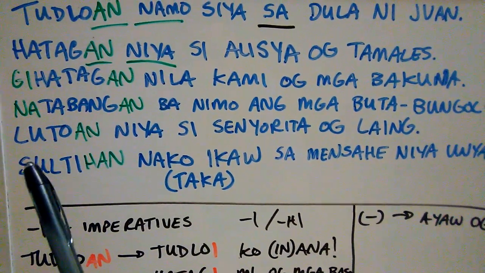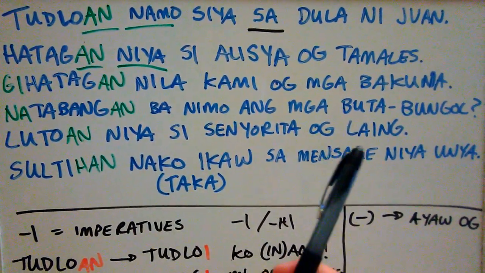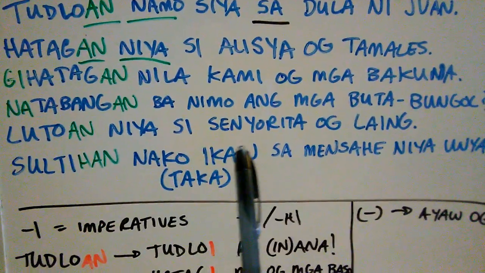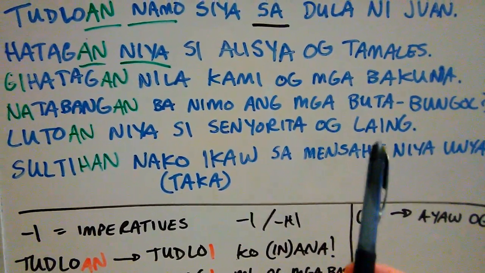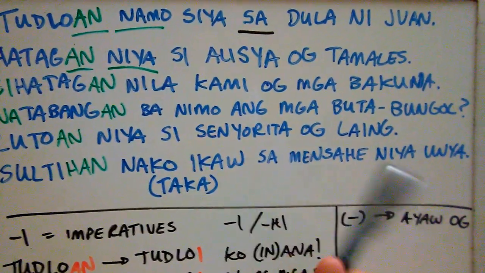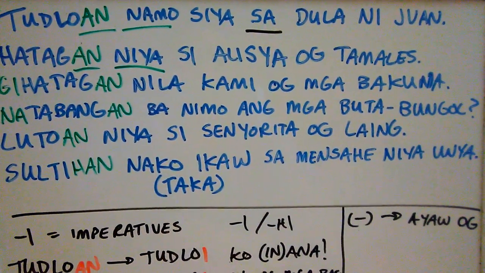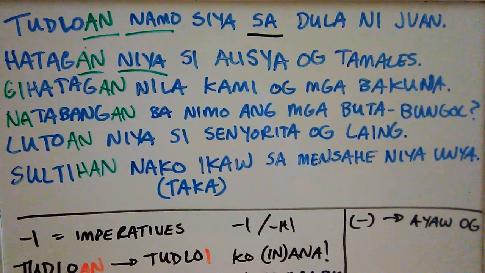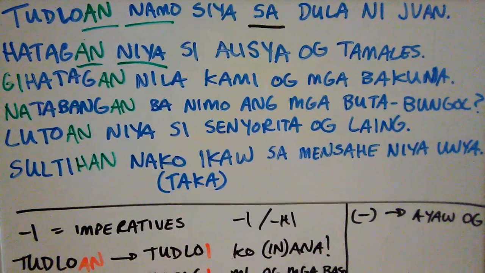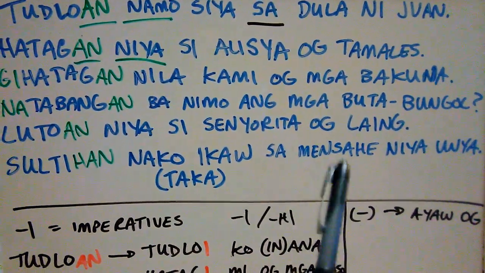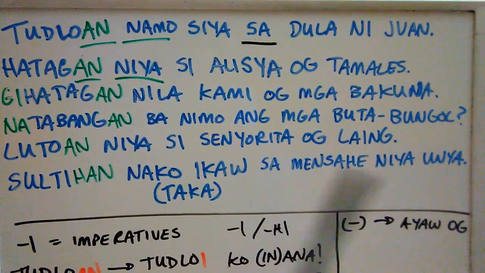Let's see, where am I? Oh, lutuan niya si Señorita og laing, right? Lutuan niya si Señorita og laing. Laing is a Bicolano dish, right? It's a Bicolano style food, and it's really good. It's from the Bicol region. So you Bicolanos out there, really good food. But not as good as the Kampampangans, I'm sorry.